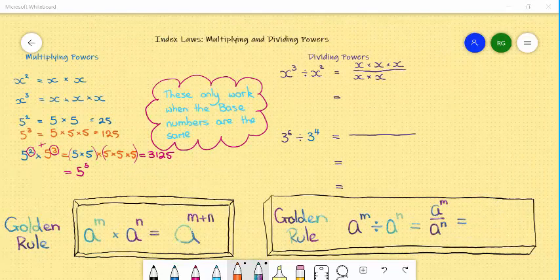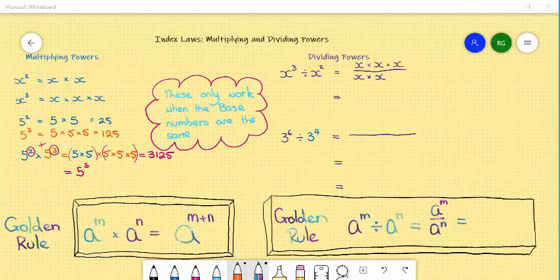If we move across now and look at dividing powers, bearing in mind that's the opposite to multiplying powers. In the first case, I have x to the power of 3 divided by x to the power of 2. Now I can rewrite this as I have over here in purple. It's x times x times x on the top line, or on the numerator, and x times x as the denominator. Now, according to our rules of division and fractions, we can simplify.